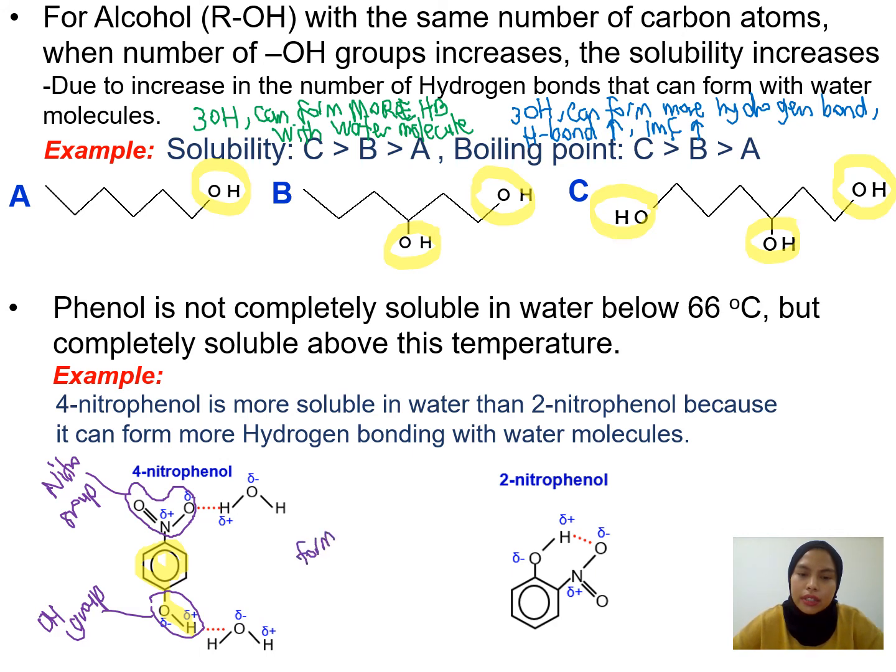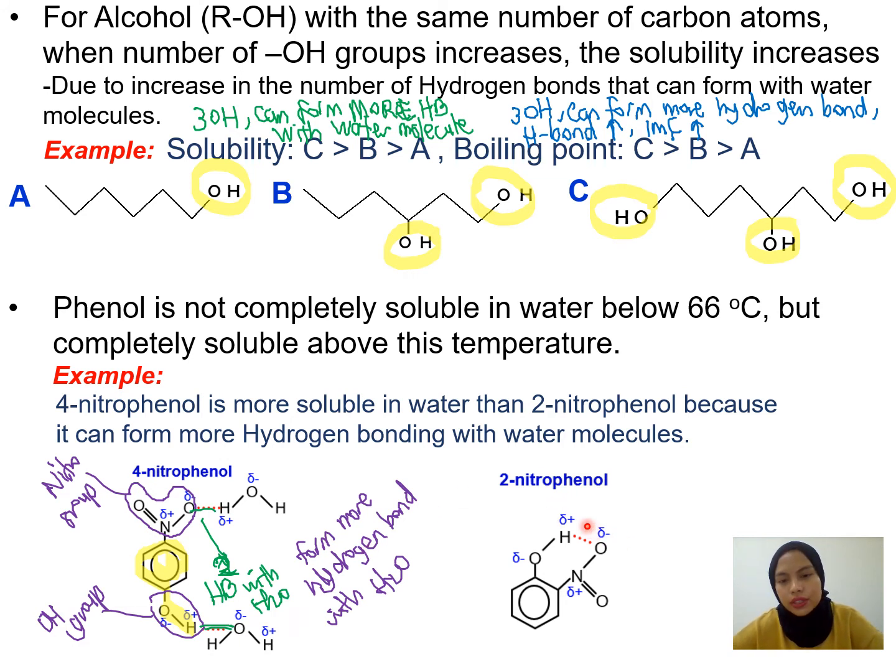So it can form more hydrogen bonds with what? If we talk about solubility, it means it can form more hydrogen bonds with what? With water molecules. So as you can see here, the nitro group can make one hydrogen bond. And then the hydroxyl attached to the water can make another hydrogen bond. So in total it can make 2 hydrogen bonds with water.